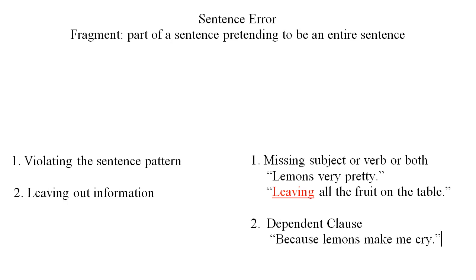Now, notice also that it makes you want to get more information. When you see a dependent clause like this by itself, it makes you want to ask questions. What happens because lemons make you cry? You don't know. Because, again, this fragment does not tell you. As with the other kind of fragment, the way to fix this fragment is to add the missing information.